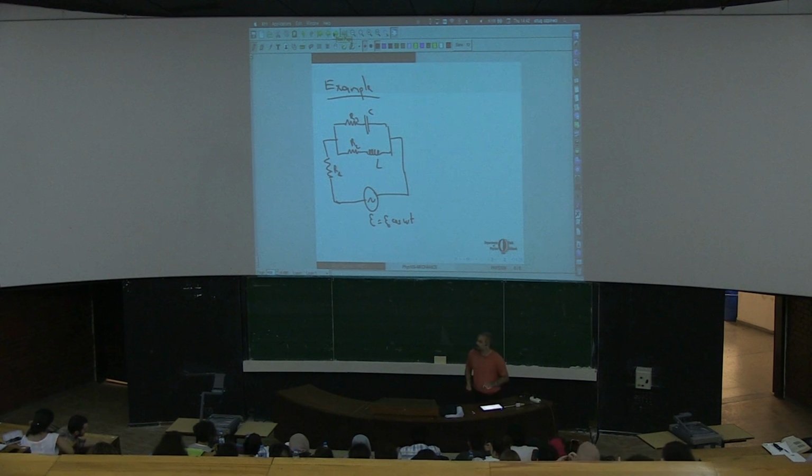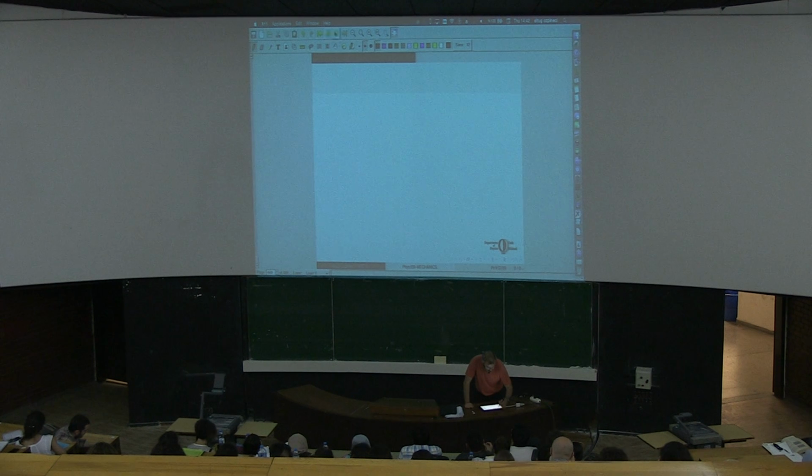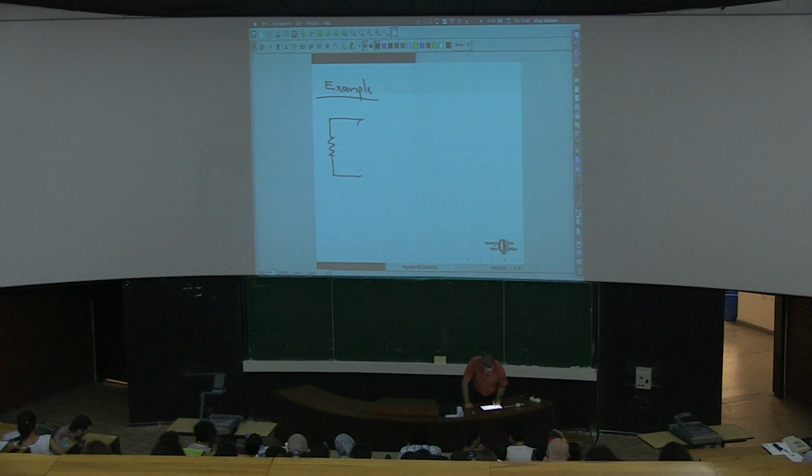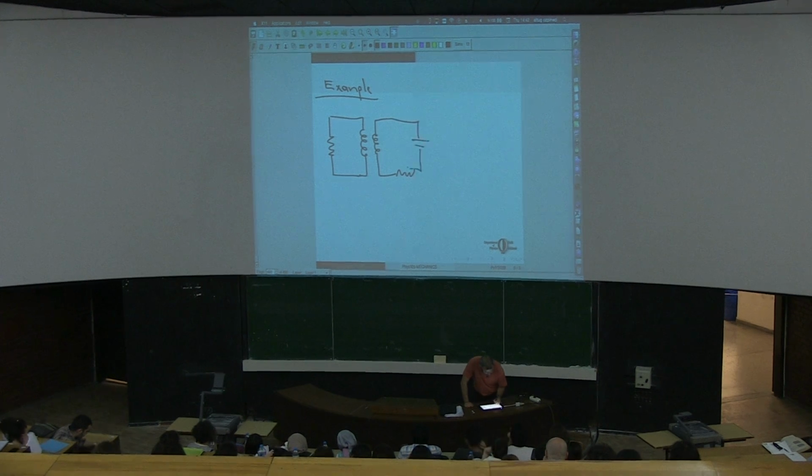And there's also, which one? The homework question. Okay, there's also this mutual inductance problem. This one.